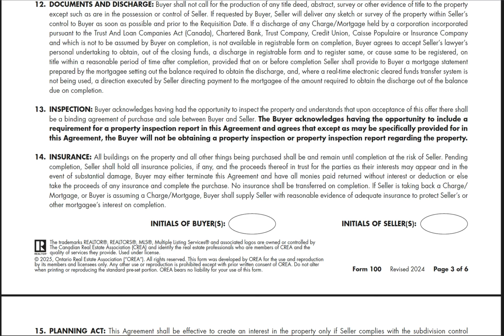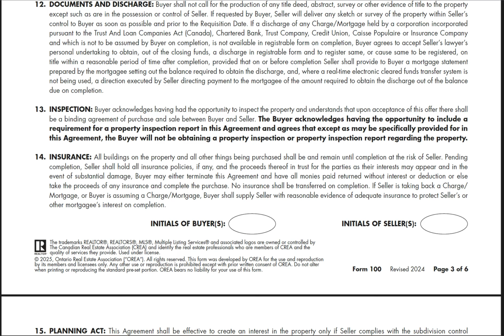This basically prevents the buyer from backing out due to inspection-related concerns, and it confirms that the buyer had the option to include an inspection condition, but chose not to. And it protects the seller from post-sale disputes about the property's condition. So it encourages the buyer to conduct due diligence before signing or having a condition of inspection within the Schedule A on the APS.